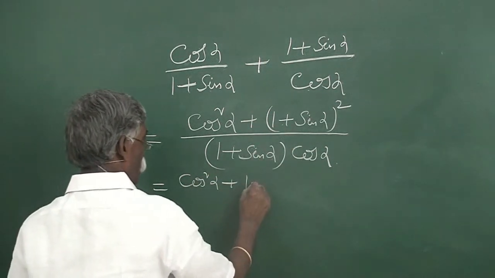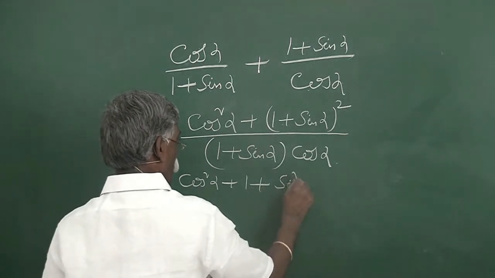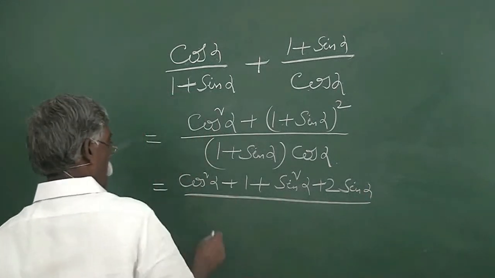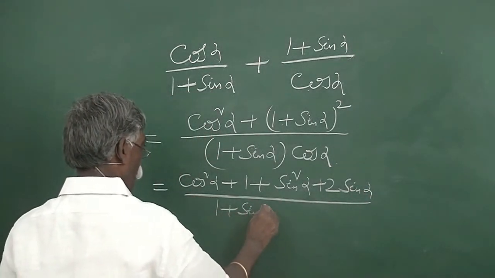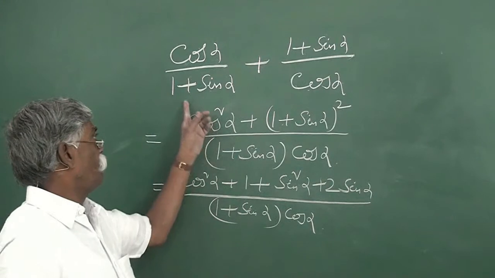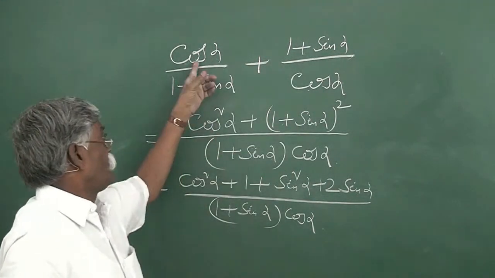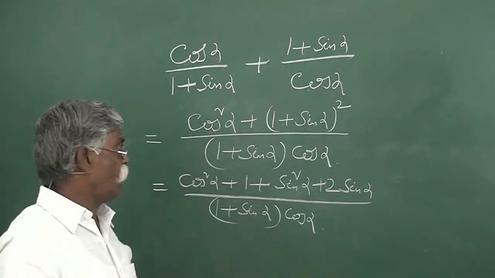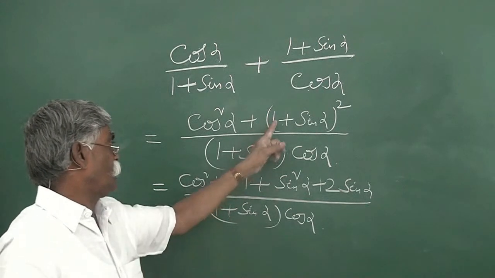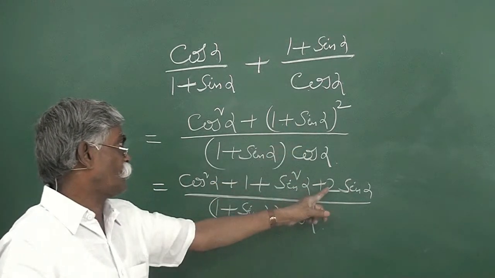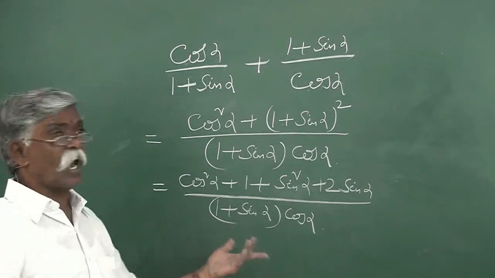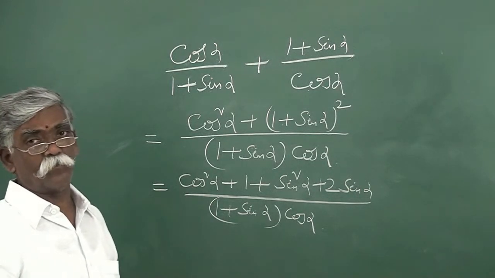This is a plus b whole square. A square means 1. B square means sin square alpha. Plus 2ab means 2 sin alpha. And this is 1 plus sin alpha into cos alpha. Now we have taken the LCM, 1 plus sin alpha into cos alpha. So this is multiplied by cos alpha. It became cos square alpha. Now this is 1 plus sin alpha whole square. So cos square alpha plus a square means 1, b square plus 2ab by this one. After taking the LCM, we will get some standard results in the numerator that we have to make use of.